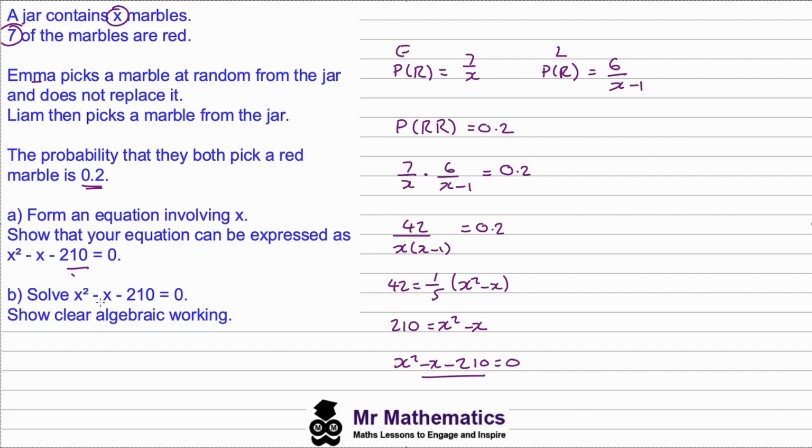And then for part B, to solve the equation, well, we can factorize this. So we'll have X minus 15 multiplied by X plus 14, and this will equal 0. So X must equal 15 or X must equal negative 14. But we can't have negative 14 marbles. So X must equal 15.